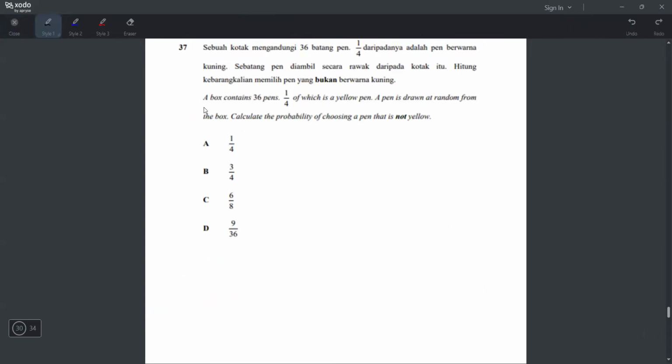Okay, 37. Let's read. A box contains 36 pens. 1 over 4 is yellow pens. So 36 pens, and 1 over 4 are yellow, right? So I can count how many yellow pens there are. Just take 36 times 1 over 4, you get 9. It means the number of yellow pens is 9. Okay, a pen is drawn at random from the box. Calculate the probability of choosing a pen that is not yellow.